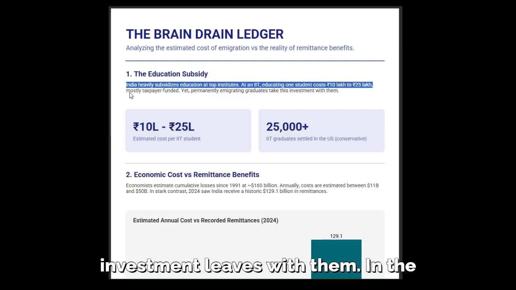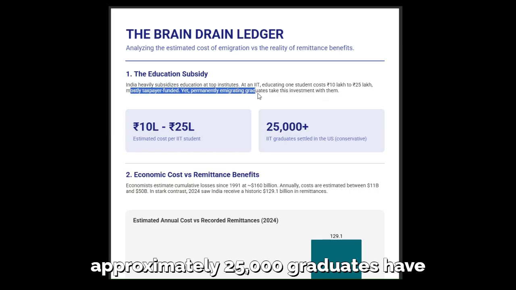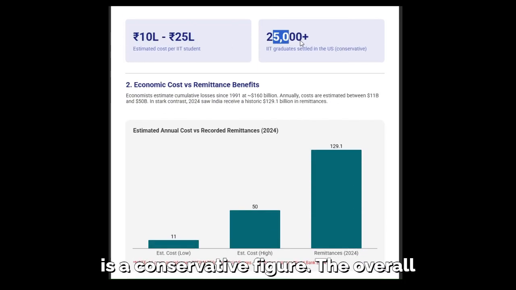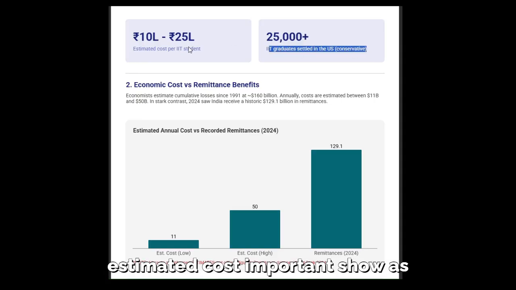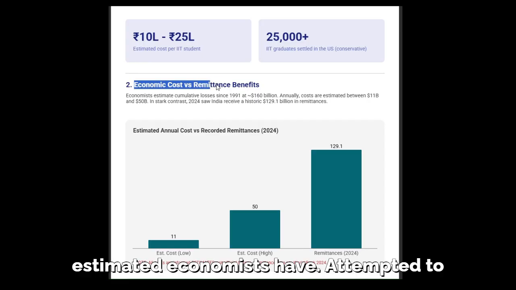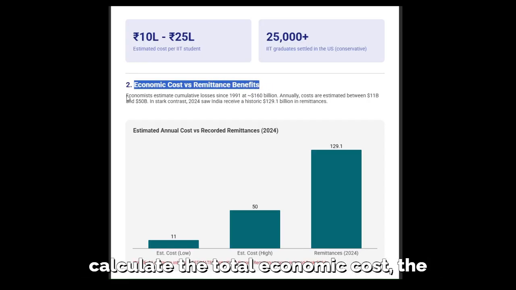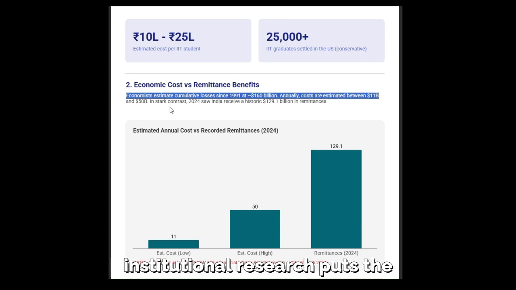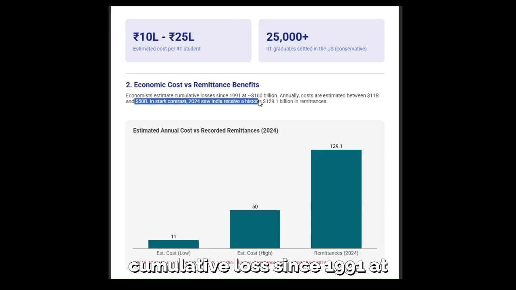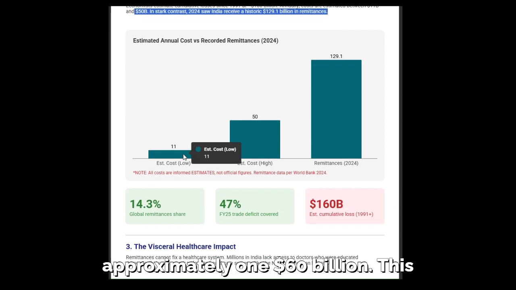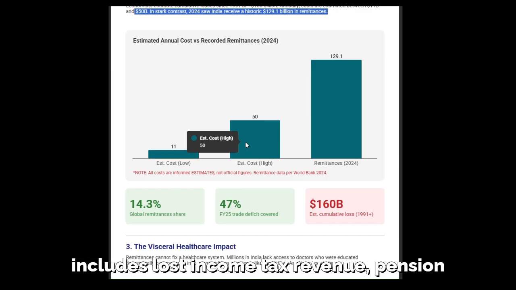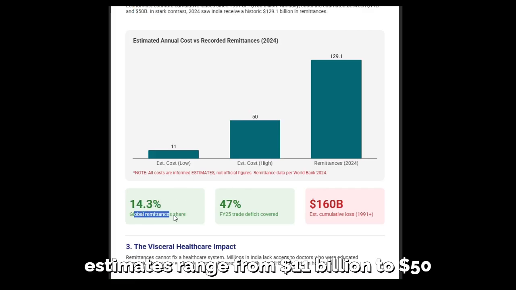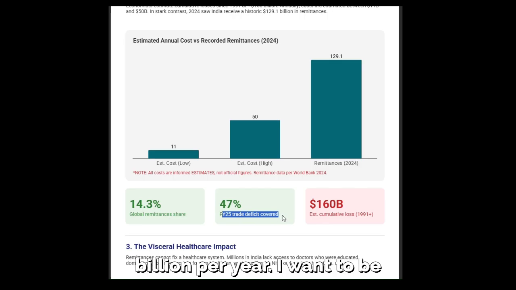In the IIT system alone since 1953, approximately 25,000 graduates have settled in the United States. That is a conservative figure. The overall estimated cost, and it is important to show it as estimated: economists have attempted to calculate the total economic cost. The most cited figure from academic and institutional research puts the cumulative loss since 1991 at approximately $160 billion. This includes lost income tax revenue, pension contributions, and the public investment in education. On an annual basis, estimates range from $11 billion to $50 billion per year.